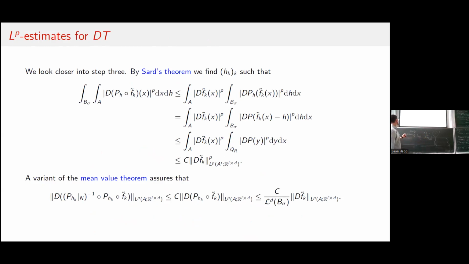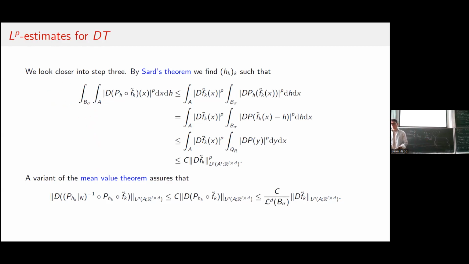Let's look at the L^p estimates for the derivative of the extension operator. Those are relatively straightforward, I would say, because actually looking at the step where we apply Sard's theorem again, what you can find is that we integrate again over B_sigma. And sigma is very small, and B_sigma is the set of all possible translations of this projection operator. And we know by Sard's theorem for almost every h in B_sigma, the composition of this f_k and the projection is well defined. So these integrals are well defined.